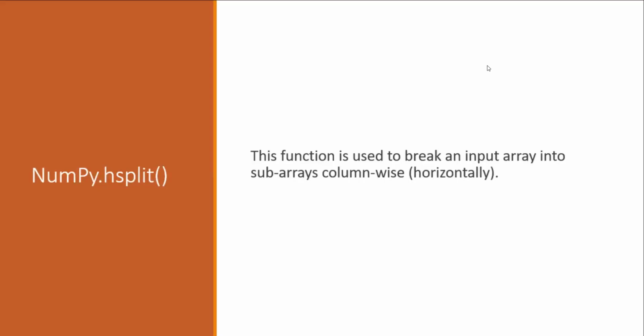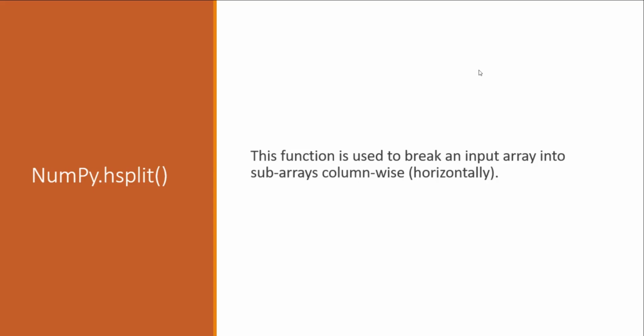Now we will understand our next splitting function, that is numpy.hsplit. Basically this function is used to break an input array into sub arrays column wise. In simple words, we can say that if the axis parameter is 1, then it specifies a horizontal split. But in this function we will not use the axis parameter, because this function takes two parameters, that is the input array and indices or sections.